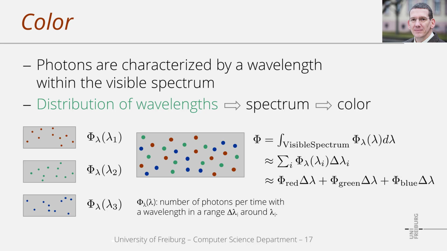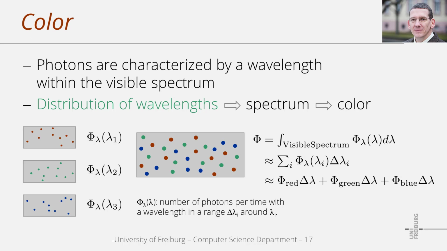And now these photons can be mixed, and dependent on the distribution of wavelengths, we get colored light. If we have just red photons, then we get red light. If we have the same amount of red and green photons, but no blue photons, then we have yellow light. If we have the same amount of red, green and blue photons, then we get white light. So the distribution of wavelengths within the set of photons is interpreted as a color.